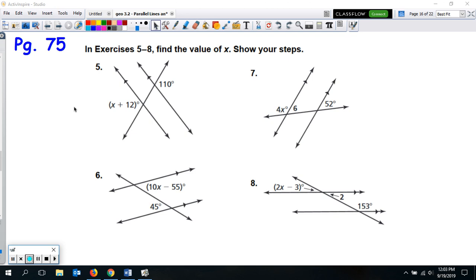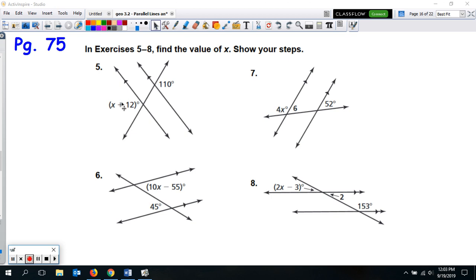So we want to see, okay, does this x plus 2 have a relationship with the 110? And it does. In fact, they're on opposite sides of the transversal, so they're alternate, and they're also on the outside, which are exterior. So they're alternate exterior angles, which are always congruent.